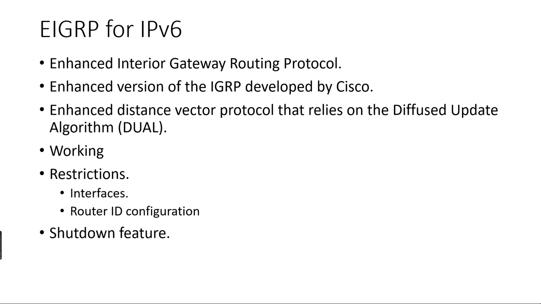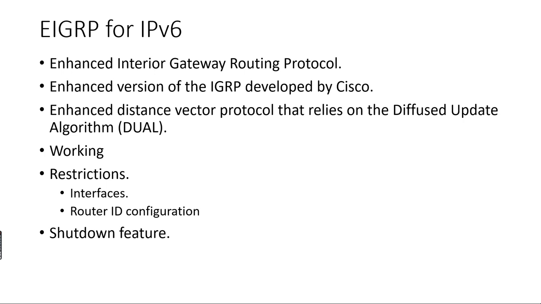Next, we shall move on to the EIGRP protocol, the Enhanced Interior Gateway Routing Protocol. For IPv6, most of the functionalities which are used in IPv4 remain the same, but there are some little changes. EIGRP is a Cisco proprietary protocol, and it makes use of the DUAL algorithm, the Diffusing Update Algorithm, for calculating the shortest path to reach the destination. As I mentioned, the basic functionalities remain the same for IPv6 and IPv4 in EIGRP, whereas there are few restrictions.